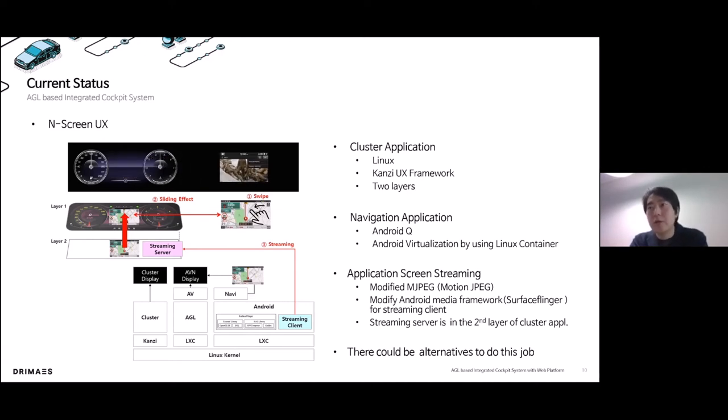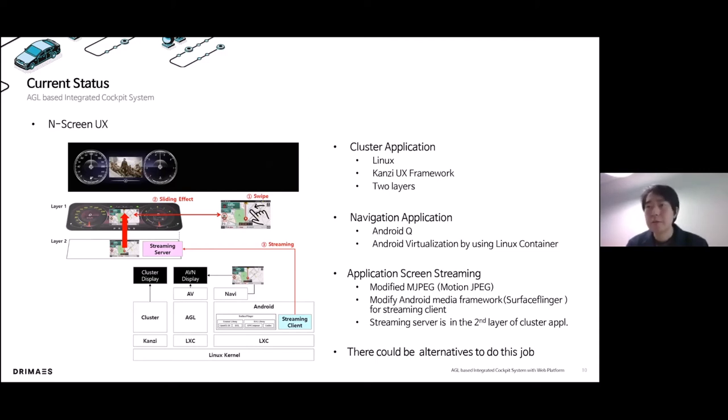In order to stream the Android navigation screen, we've developed a streaming client and server by modifying the motion JPEG protocol. We've also modified the SurfaceFlinger in the Android media framework to implement the streaming client function. So when the swipe event is detected, the streaming client starts to capture and send the navigation screen to the streaming server in layer two of the cluster. Then a specific area of layer one is blanked. We can see the navigation screen of layer two through this blanked area of layer one.